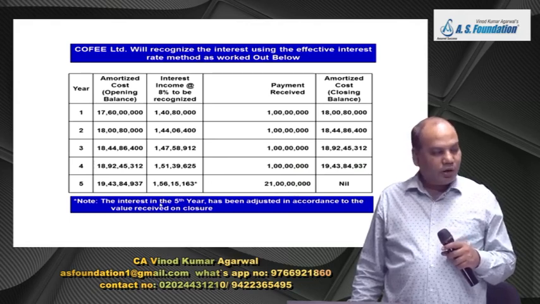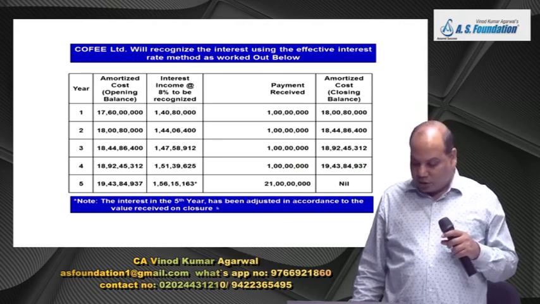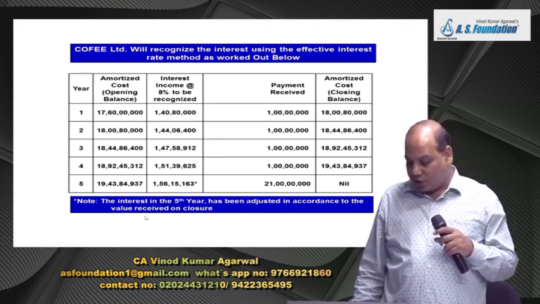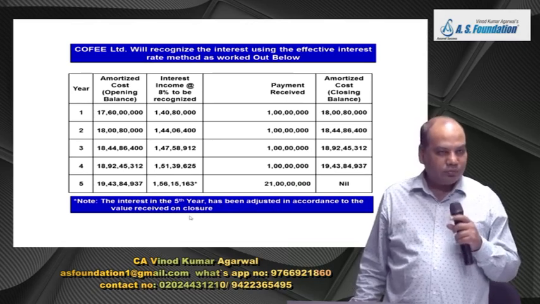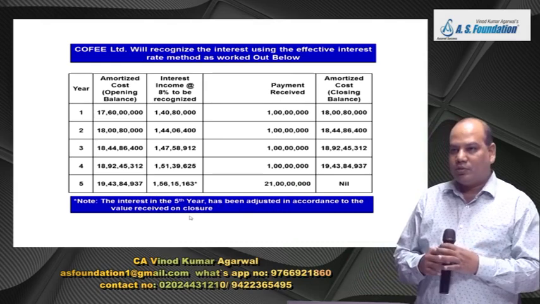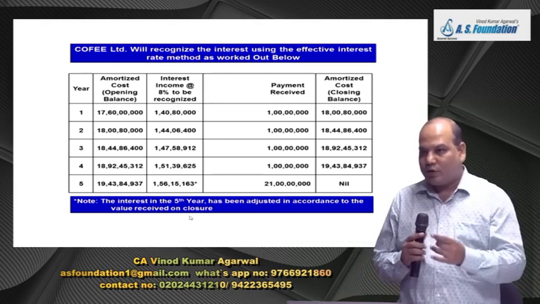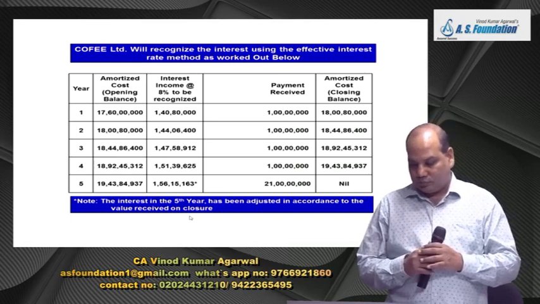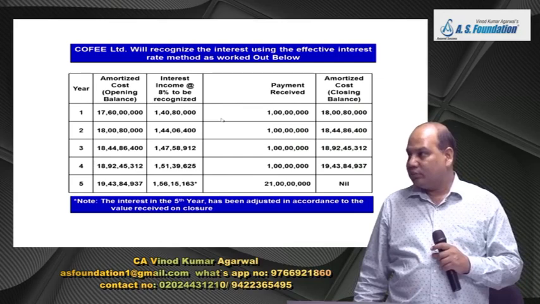If you want to write a note, otherwise write in bracket here: balancing figure. Interest in the fifth year has been adjusted in accordance to the value received on closure. Any query on this? Whatever you have written in this format will come in the ledger account also. This you have done, everybody?